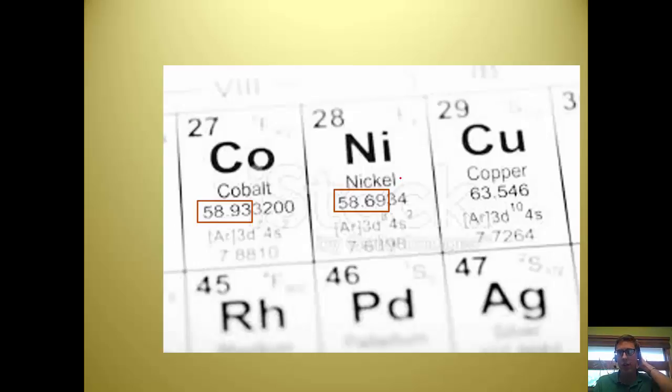This is one major discrepancy. Cobalt has an atomic number of 27. Nickel has an atomic number of 28. They come after each other. Nickel comes after cobalt. However, the atomic mass, the average atomic mass for cobalt is 58.93, and the average atomic mass for nickel is 58.69, which is not how Mendeleev had his set up. So this is a great example of how the periodicity is actually based on the atomic number, not the atomic mass.